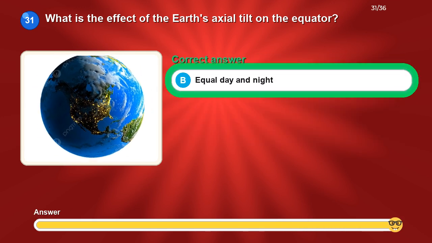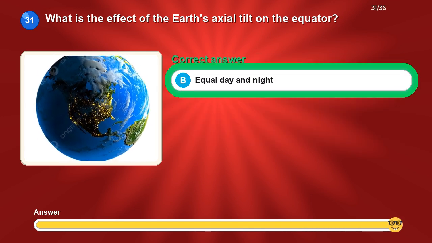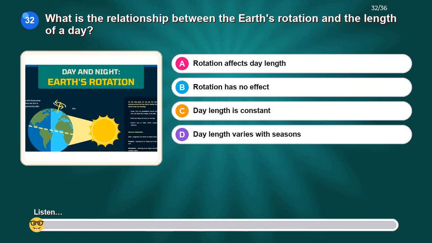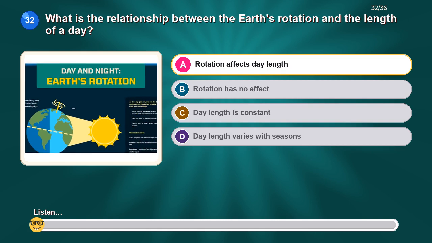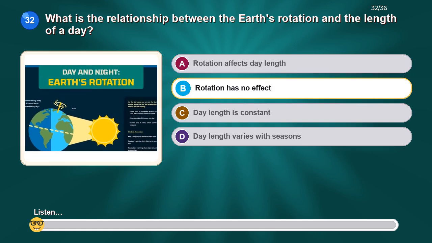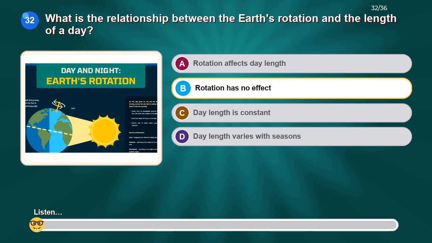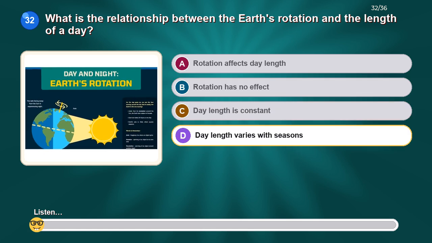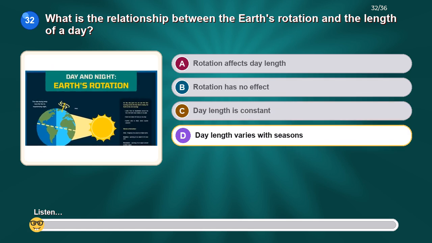The correct answer is, equal day and night. What is the relationship between the Earth's rotation and the length of a day? Option A. Rotation affects day length. Option B. Rotation has no effect. Option C. Day length is constant. Option D. Day length varies with seasons.